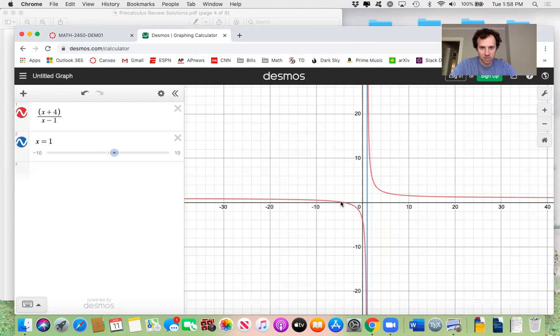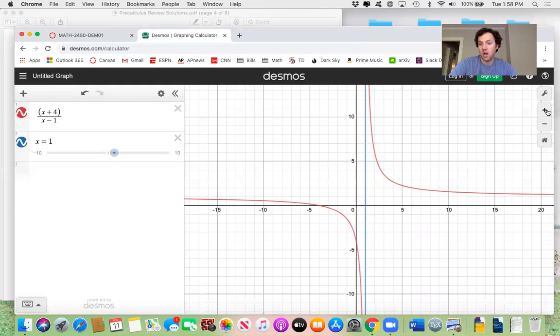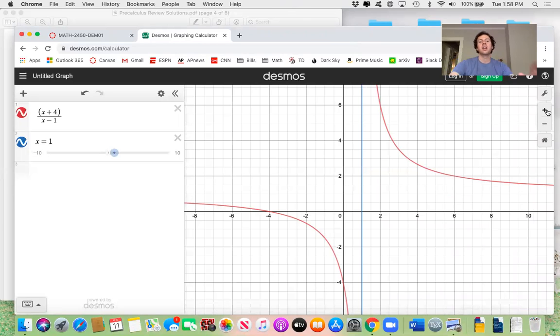On the other hand, what we see is if we look left and right, we are flattening out as we go to the right and as we go to the left. And that's the horizontal asymptote. It's this line that as you go left and right, you're getting closer and closer to it, but you're never quite making it.